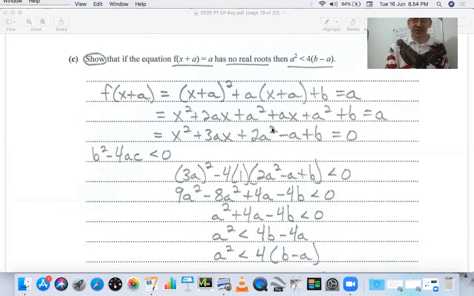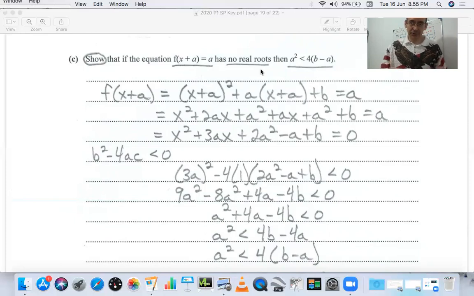Now, all of this here, the 2a squared minus a plus b, doesn't have an x in it. That means all three of those together make up the c, or the constant at the end. So notice it says a squared is less than 4 times b minus a. Well, where does this come from? This comes from your discriminant. Hopefully you can recognize this as your discriminant, plus it tells you there's no real roots.